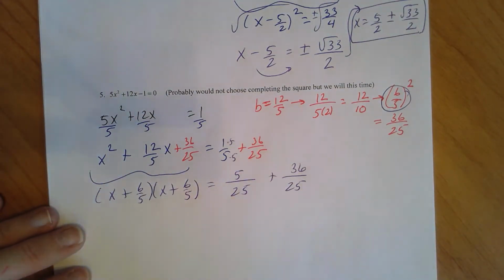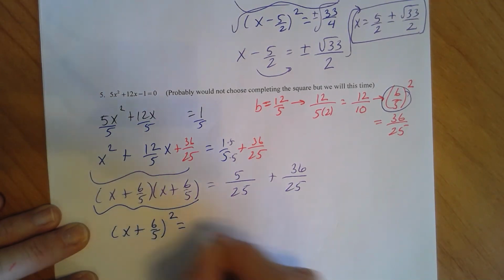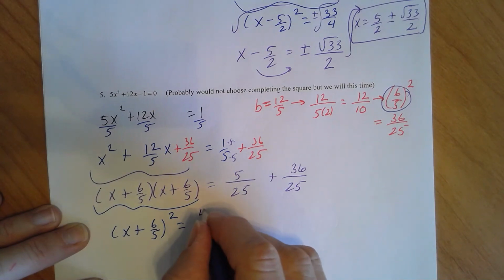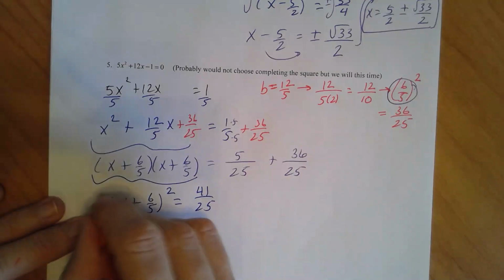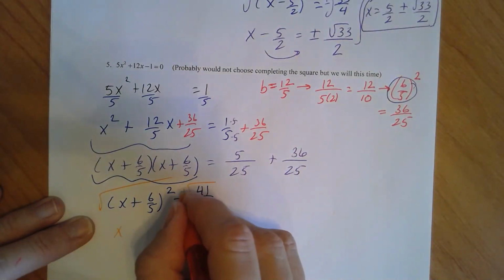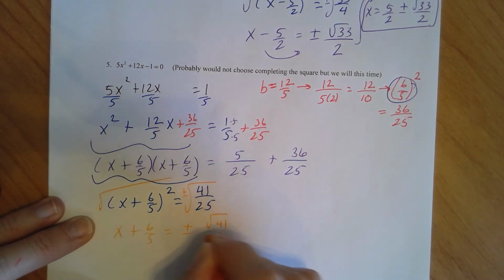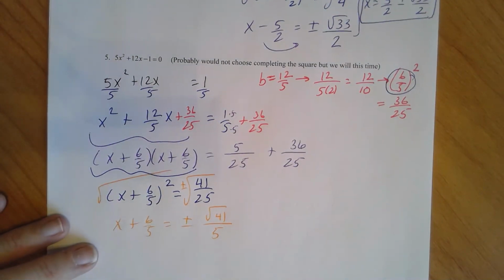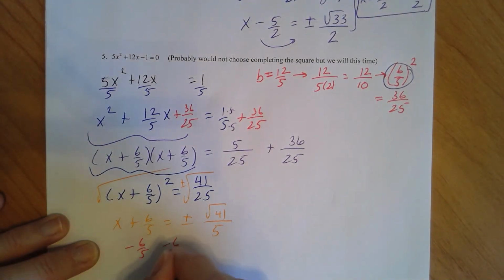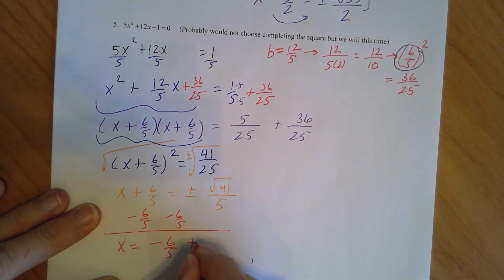So we do those crazy steps because now this can be written as a perfect square. So x plus 6/5 quantity squared, and 5 plus 36 is 41 over 25. And then we can take the square root of the left and the square root of the right, not forgetting plus or minus. So x plus 6 over 5 equals plus or minus the square root of 41 all over the square root of 25. And the square root of 25 is 5. So the last step, we're going to subtract 6/5, bring it over to the other side. So x is going to equal negative 6 over 5 plus or minus the square root of 41 over 5.